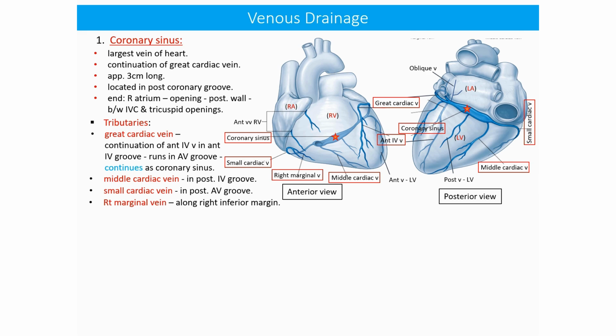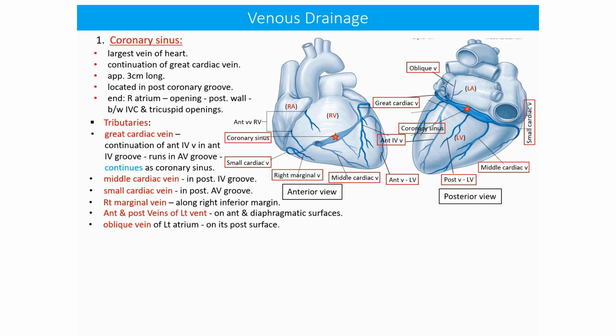Then is the right marginal vein which runs along the right inferior margin of the heart. Then are the anterior and posterior veins of left ventricle, which are present on the costal and diaphragmatic surfaces of the heart respectively. The oblique vein of left atrium, which lies on the posterior surface of the left atrium. And then are the anterior veins of right ventricle which open into the small cardiac vein.